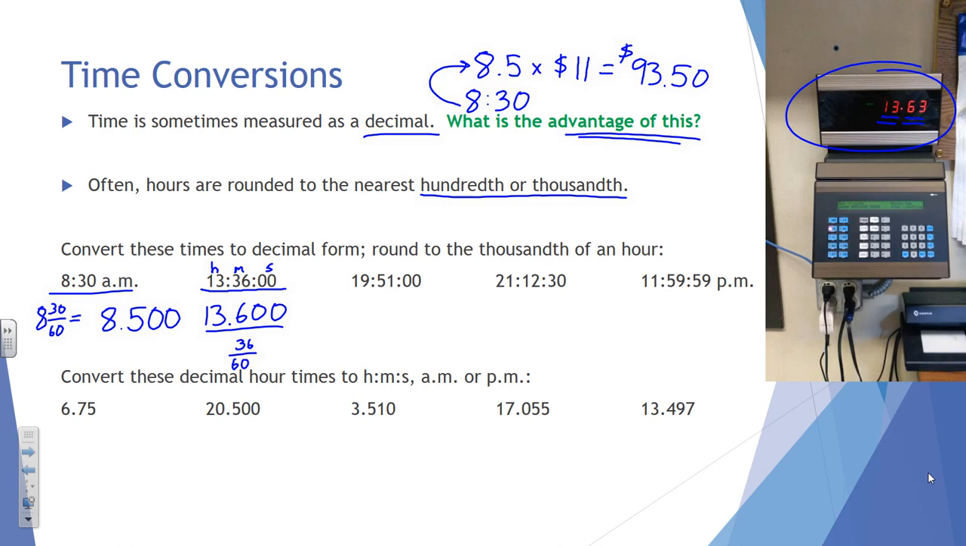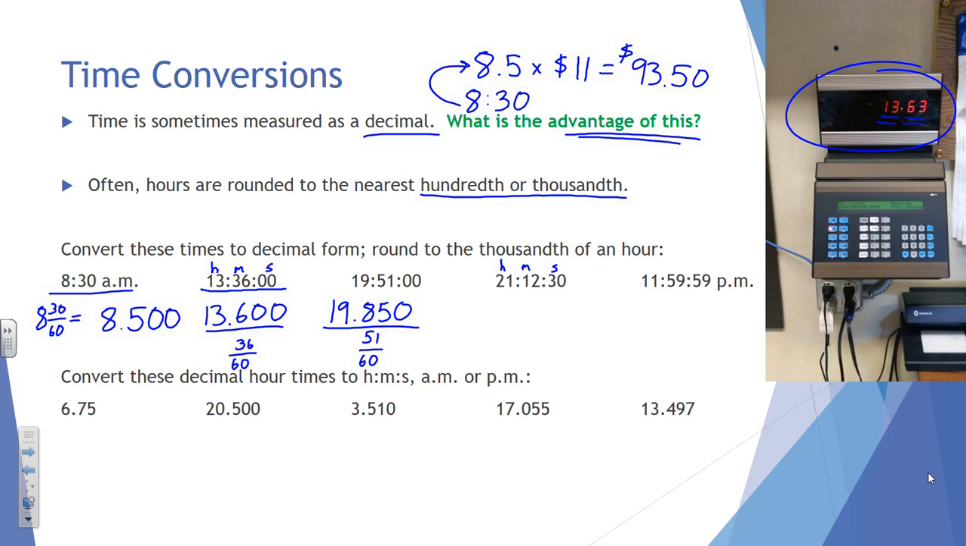19:51:00, that's very similar. We know that we'd have 19 point something hours. 51 minutes, given that there are 60 in an hour, becomes 0.85. We want that to the nearest thousandth, so we'll put an extra 0 on there. 19.850 hours.